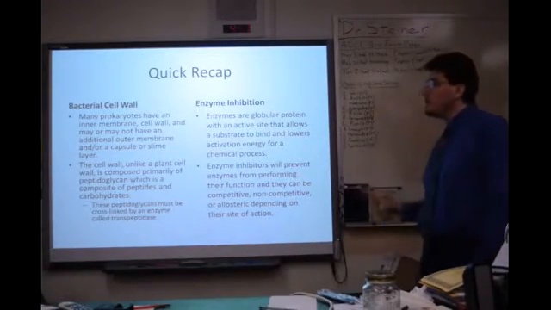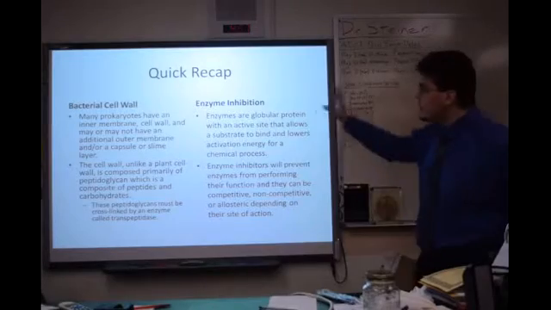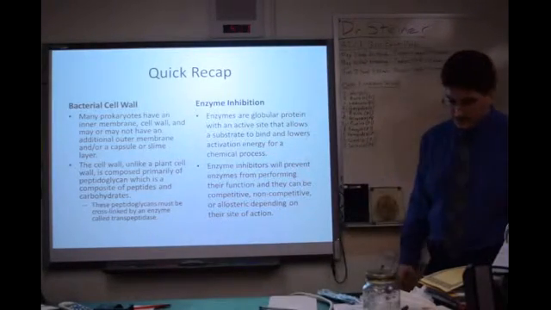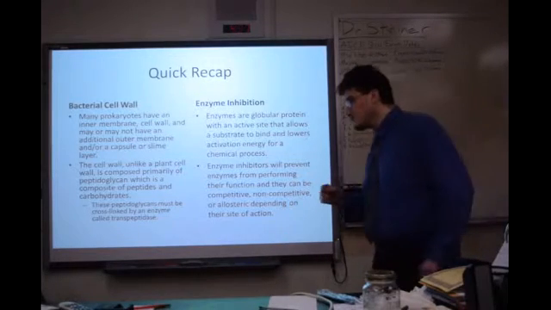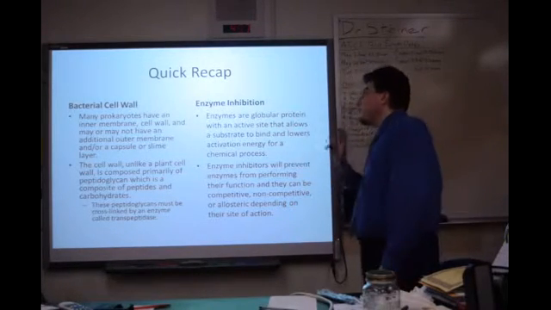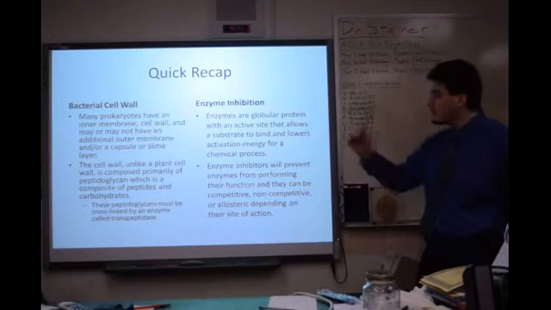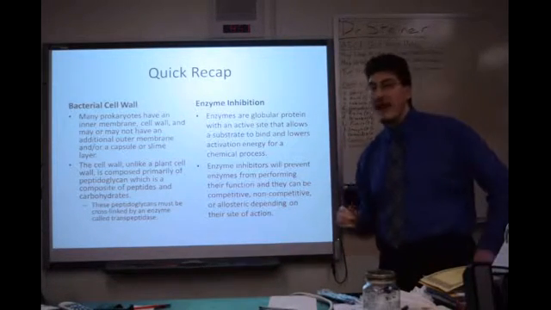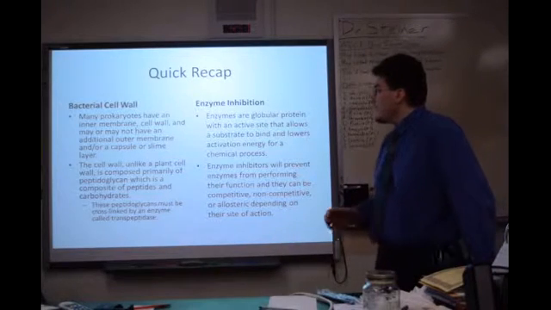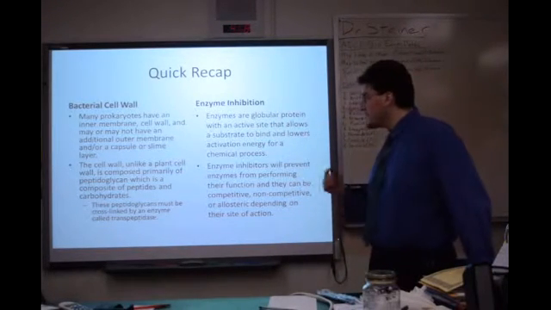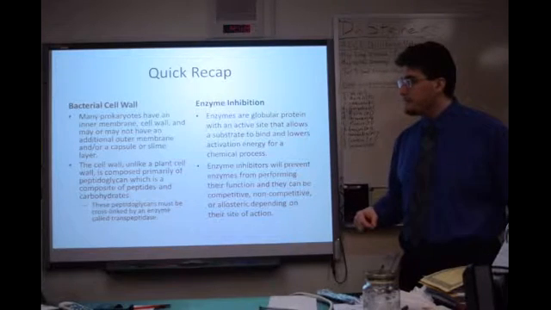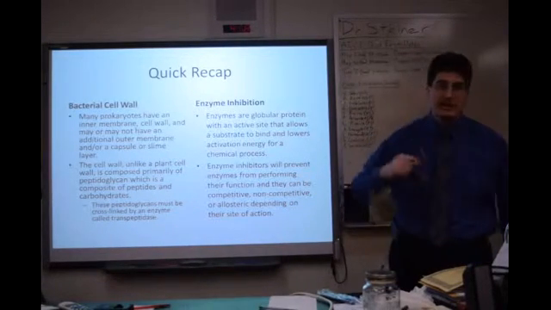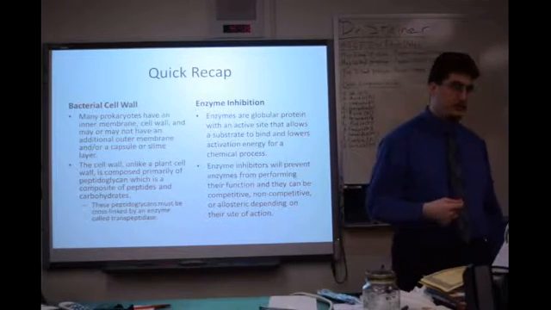I'd like to remind you of 2 things, though, from Unit 1 and Unit 2. Enzyme inhibition from Unit 1. First, enzymes. Enzymes are globular proteins that reduce activation energy of a chemical reaction. Enzymes have an active site that allows a substrate to bind and lowers that activation energy for that chemical process, allowing the reaction to proceed.